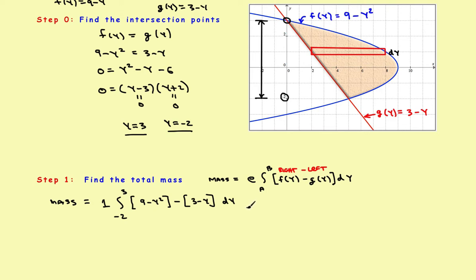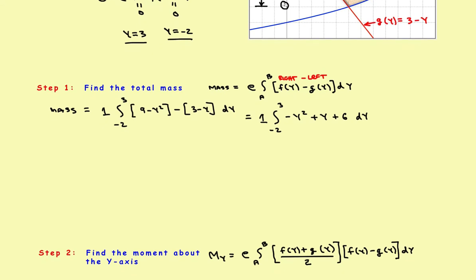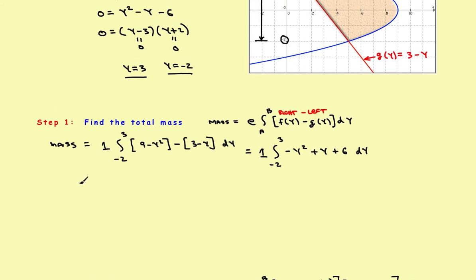Okay, now we will simplify this a little bit if we can. We can make this 1 times the integral, or you can just leave that 1 off, from negative 2 to 3. First of all, you've got a negative y squared. Then the negative of a negative turns into a positive y. And finally, 9 minus 3 is plus 6, the whole thing dy. So we'll scoot this down a little bit and continue.